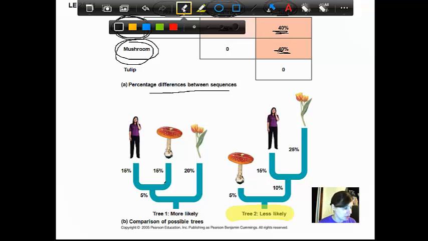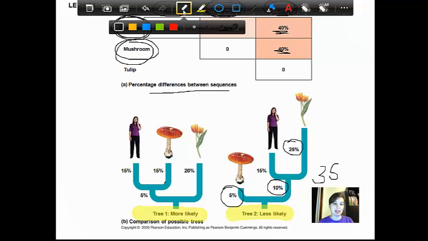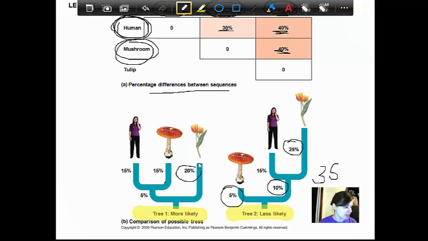If we add up the genetic change over here, we've got 10% and 25% equals 35% genetic change to get to a tulip, where we have 5% genetic change to get to a mushroom. On the more likely diagram, the genetic change is happening at an equal rate. We've got 20% over here on the tulip side, and 5 plus 15% on the mushroom and human side, which equals 20%. So tree number 1 is more likely, because there's the same amount of genetic change taking place.